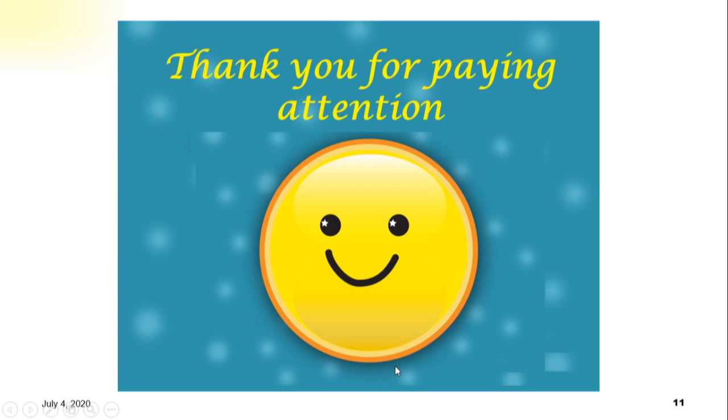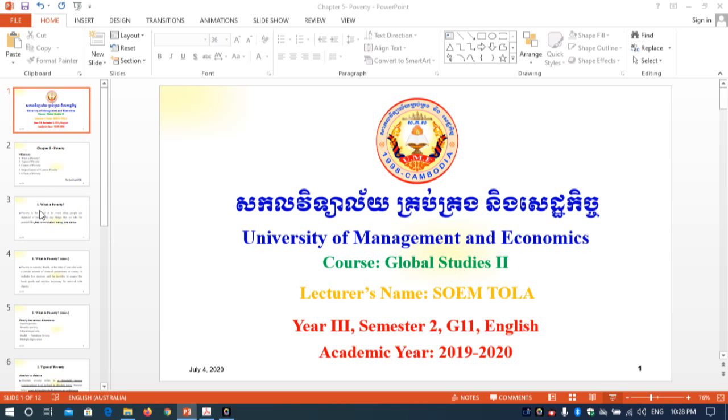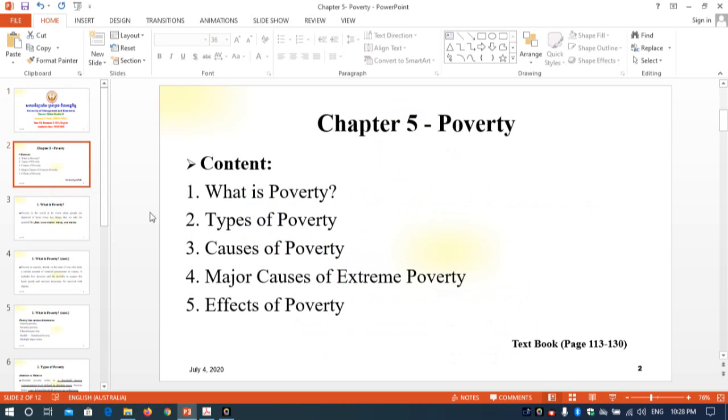Now I finished my presentation for chapter 5 about poverty. If you have any question, please ask me, okay? Don't worry and don't be afraid. But in the chapter on poverty, I want to tell you again, there are 5 points: what is poverty, types of poverty, what are causes of poverty, what are major causes of extreme poverty, and what are effects of poverty.